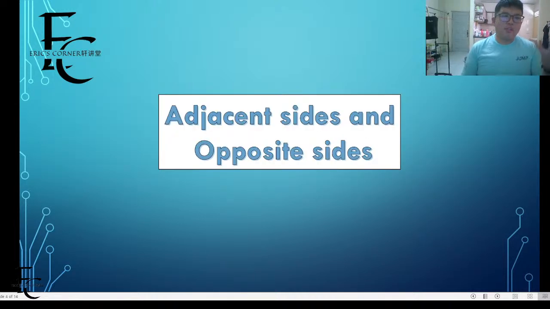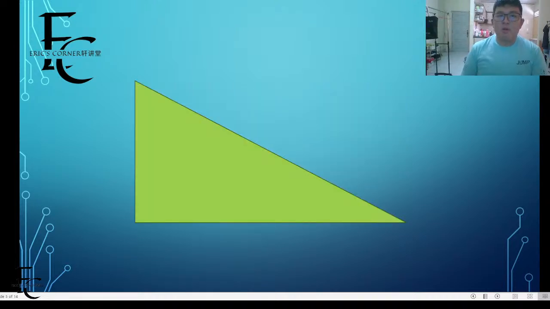Okay, so first of all, what is meant by adjacent sides and opposite sides here? For example, we have a right angle triangle here, and we set theta, which is our acute angle. The side opposite the acute angle, as shown by the arrow here, will be our opposite side. Next to the angle will be the adjacent side. What about the longest line in the right angle triangle? It will be our hypotenuse.